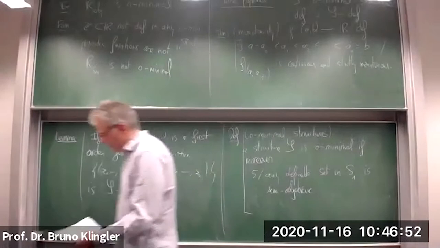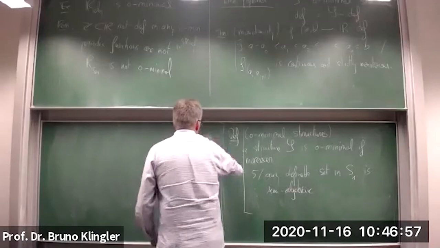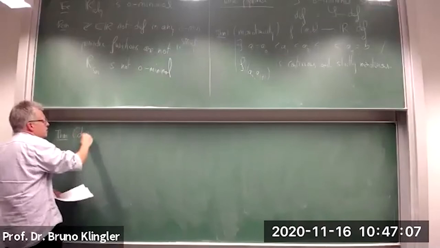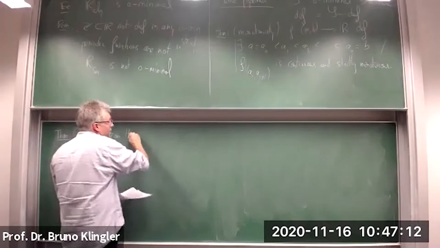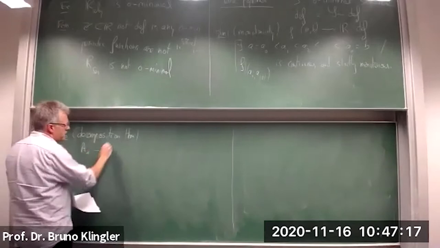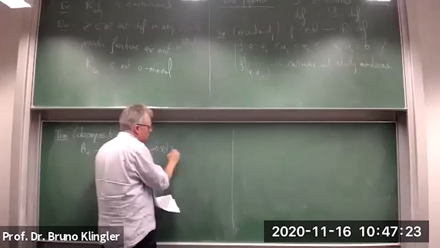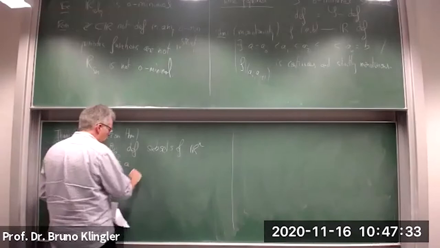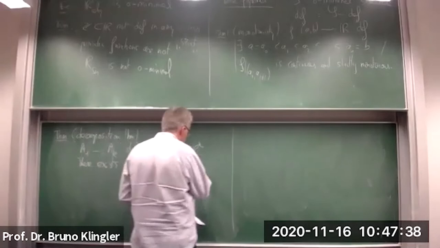Theorem 2 about those properties, and this is the main result, in fact, is what is called the cell decomposition, but it's not in the sense of functions. And it says the following. Suppose that you have finitely many definable subsets A_1, ..., A_k of R^n. Then in fact, what you can construct is a global decomposition of R^n. So there exists what is called a cylindrical definable cell decomposition.